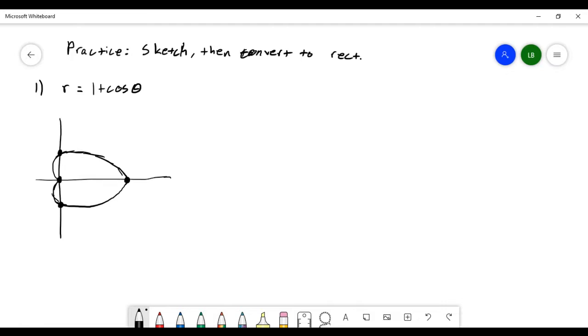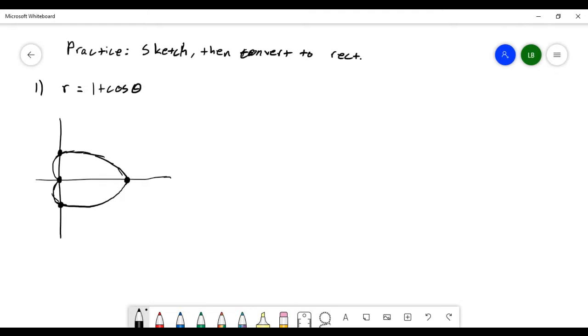One thing I would highly recommend doing is learning your basic polar graphs. It makes your life so much easier when you're working with polar. I believe Professor Idelson usually gives out a sheet that has a bunch of generic polar curves. It's a good idea to look over that, even just for a minute or two, to start getting yourself familiar with some of these polar curves. But this is the graph of 1 plus cosine theta.